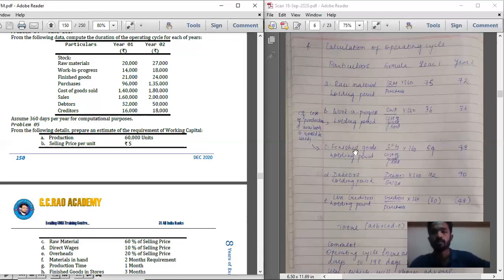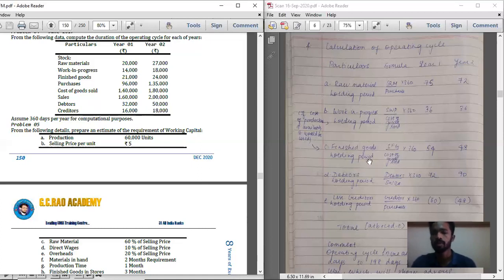Next is small c, finished goods holding period. For finished goods, in previous sums, for calculating the finished goods stock, you have been using cost of production. You didn't use selling price or cost of goods sold. You used total cost of production for calculating the stock of finished goods. Whereas here they have not mentioned the cost of production, so we are calculating the finished goods using cost of goods sold.